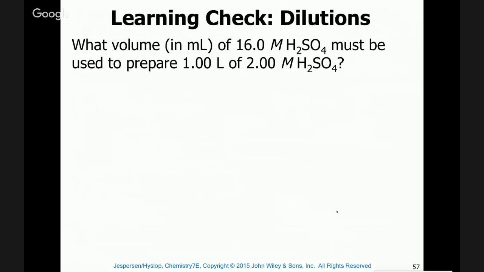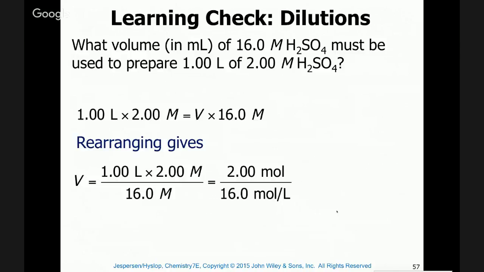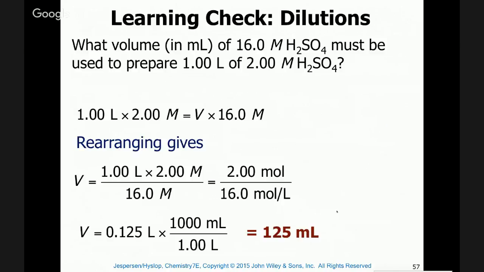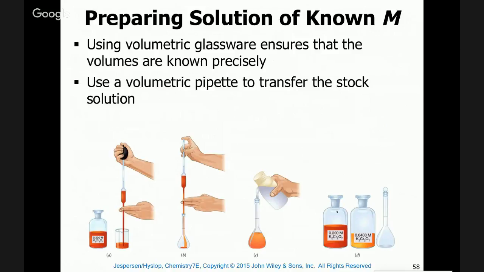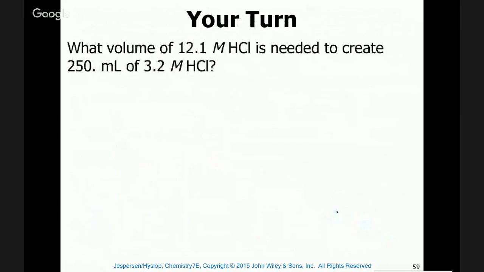What volume in milliliters of 16 molar sulfuric acid must be used to prepare 1 liter of 2 molar sulfuric acid? So we have our calculation. Rearranging gives us V equals 1 liter times 2 molar divided by 16 molar. That gives us 125 milliliters. Here's how we would prepare something like that using volumetric glassware.